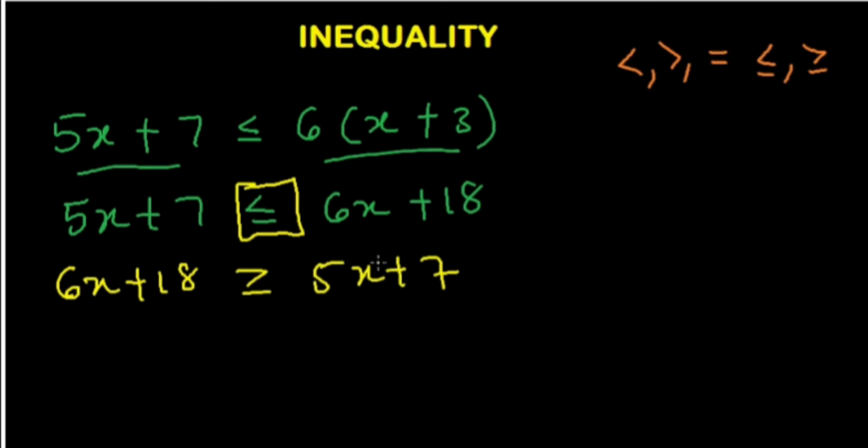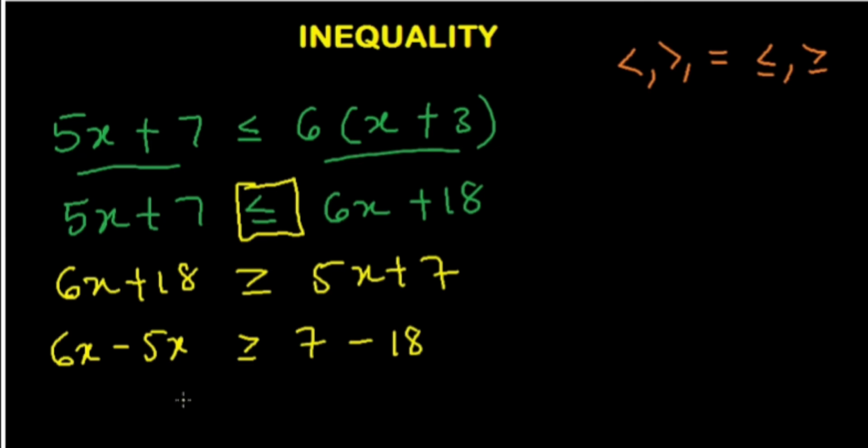You just need to make sure that the coefficient of the variable with the higher number is on the left-hand side. So now I can subtract 5x from both sides, and also add minus 18 to both sides. So I will have 6x minus 5x, and 7x after I have added minus 18 to both sides.